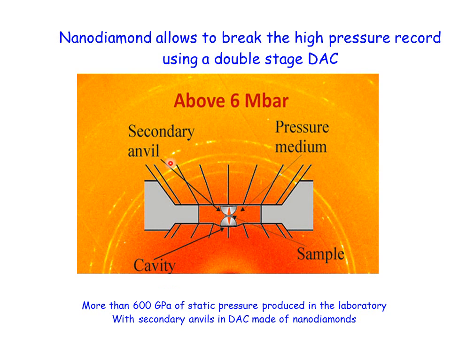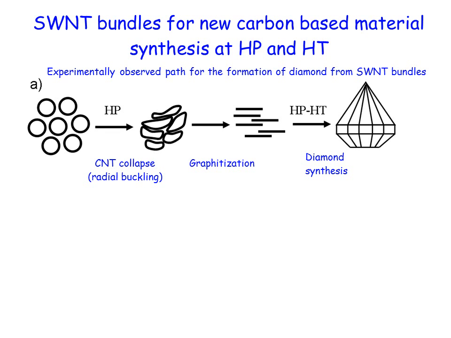You see here, these are the diamond anvils, and in between them we have two secondary anvils that are nanospheres that can be made of synthetic nanodiamond, which is harder than diamond. And with this device, pressures as high as 6 megabars or even up to 10 megabars have been proposed.